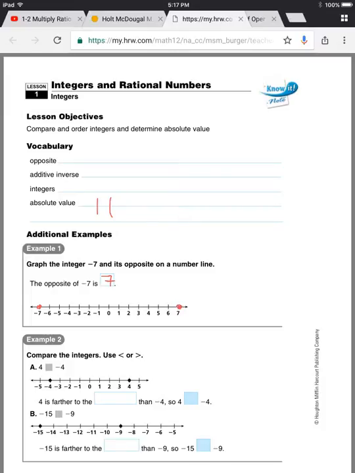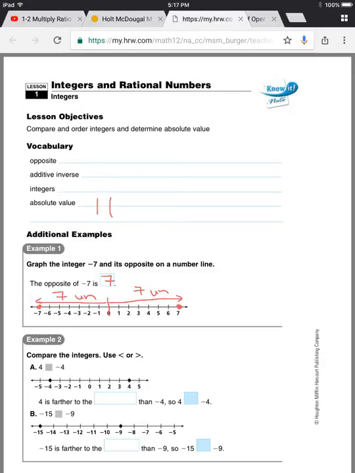And if you look, here is 0. There are 7 units here, and there are 7 units here, which shows that they are opposites because they are the same number of units away from 0. Compare the integers, use less than or greater than.